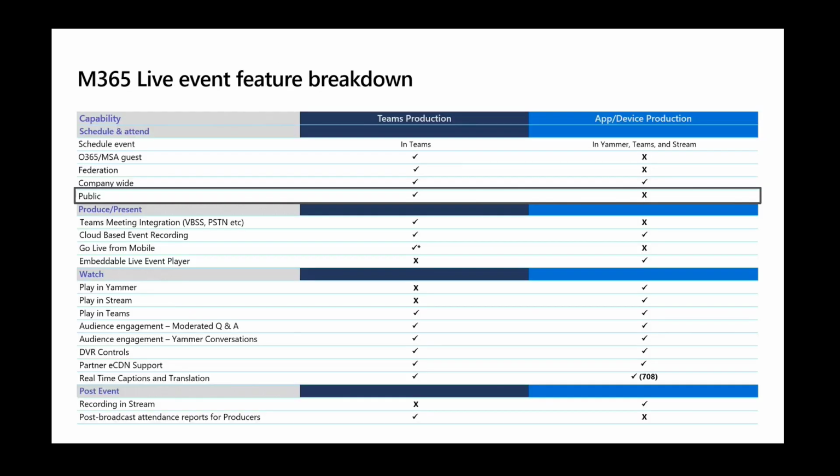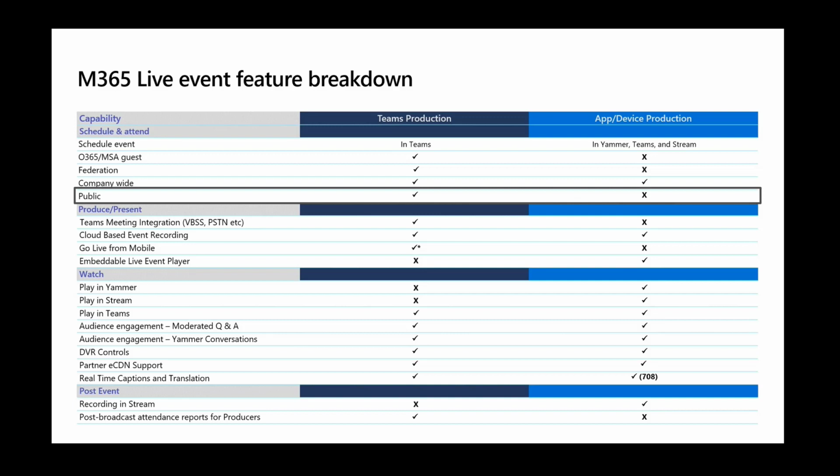So feature breakdowns. Not going to go through everything in here. Just I want to make people aware of one thing, right? When you're doing the Teams production, you can have attendees access from everywhere, right? You'll notice here that the public is not available when you're leveraging the third-party app device production, right? But everything else basically is almost a one-to-one.